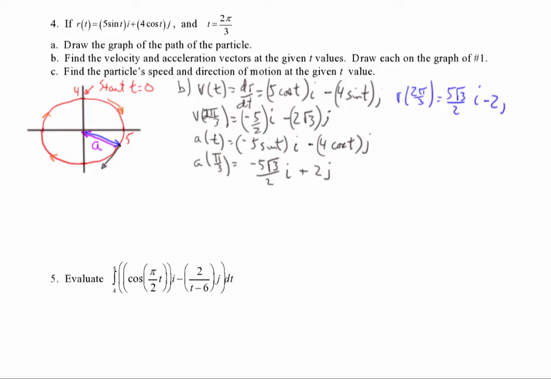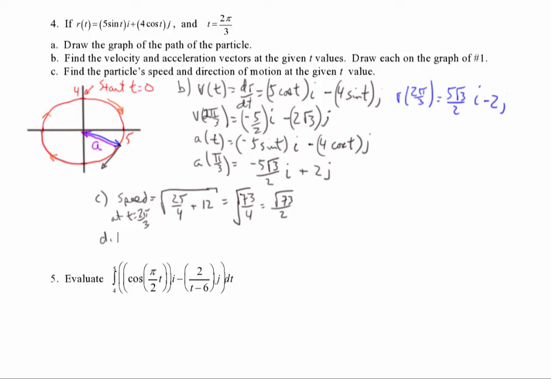All right. Now let's go to part C. Find the speed. We already know speed is the magnitude of our velocity, and we're doing this at 2 pi over 3. So it's just the square root of negative 5 over 2 squared, so 25 fourths, and then plus 12. Combine those together, 73 over 4, and we'll get square root of 73 over 2.